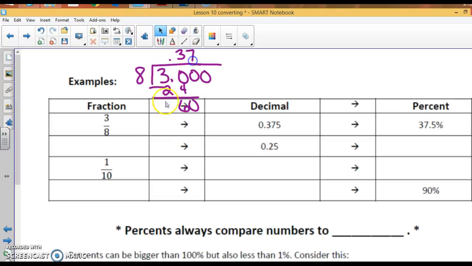8 goes into 60 7 times. That's 56. Subtract, I get 4. Bring down a 0. 8 goes into 40 5 times. That is 40. There's a terminating decimal.